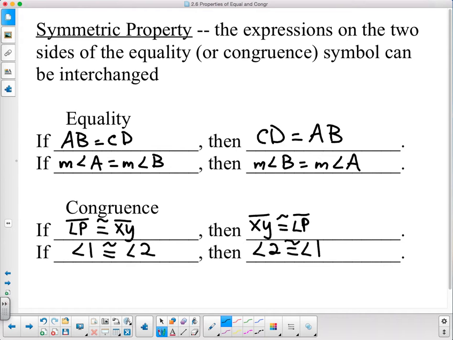So on the symmetric, you have to see the statement first, and then you can switch the two sides of it to come up with the related statement. That's called the symmetric property. It could be the symmetric property of equality, or the symmetric property of congruence, so you have to specify which one it is. Does it have equal signs? Does it have congruent signs?